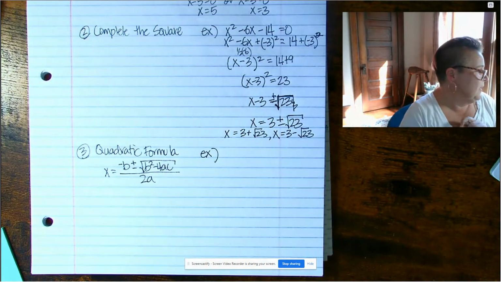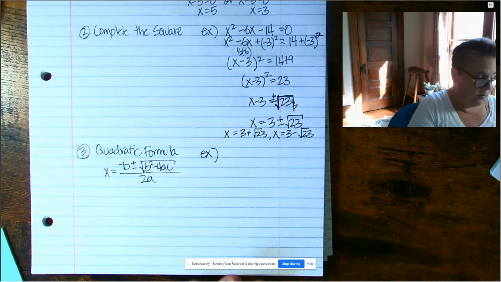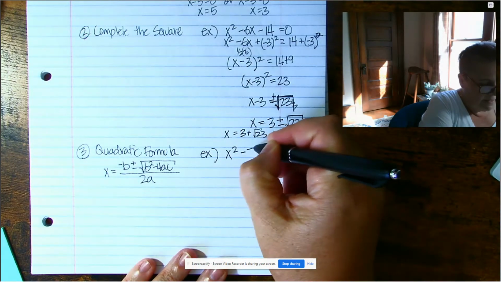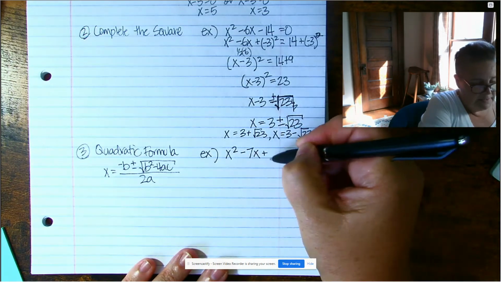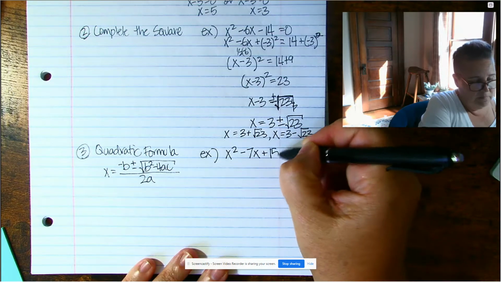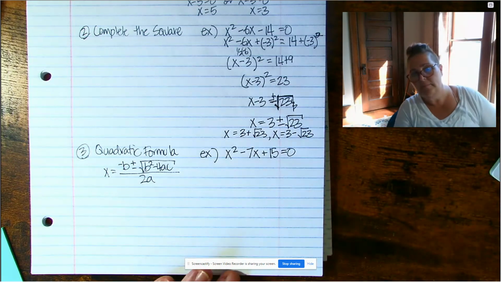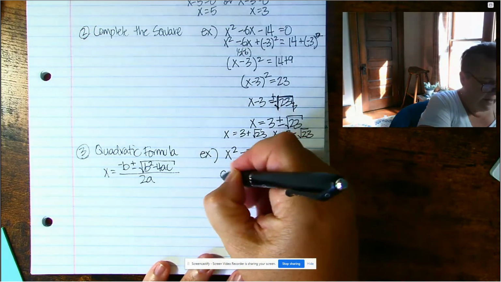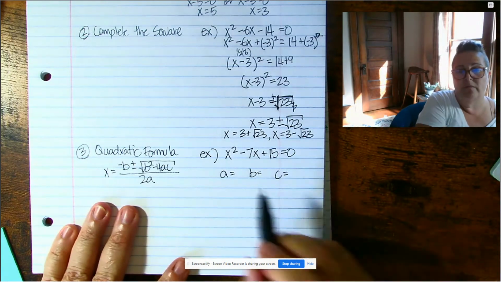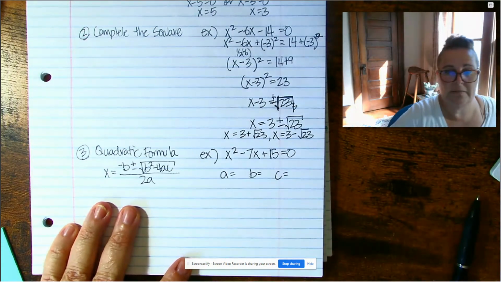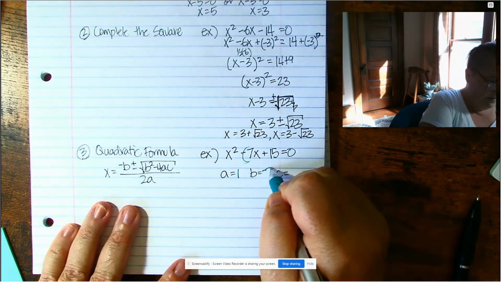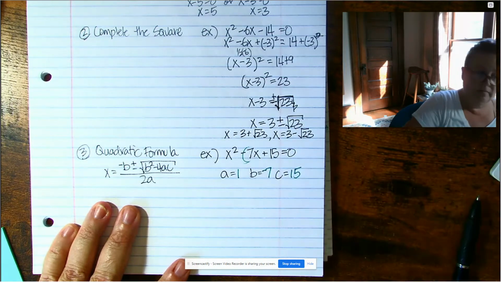Okay, so if we were going to do a quadratic formula problem, we might have x squared minus 7x plus, let's say, 15 is equal to 0. And what we would do here is identify the a, the b, and the c based on the standard form. So our a value would be the 1. B would be what's in front of the x, or minus 7, and c would be the 15.